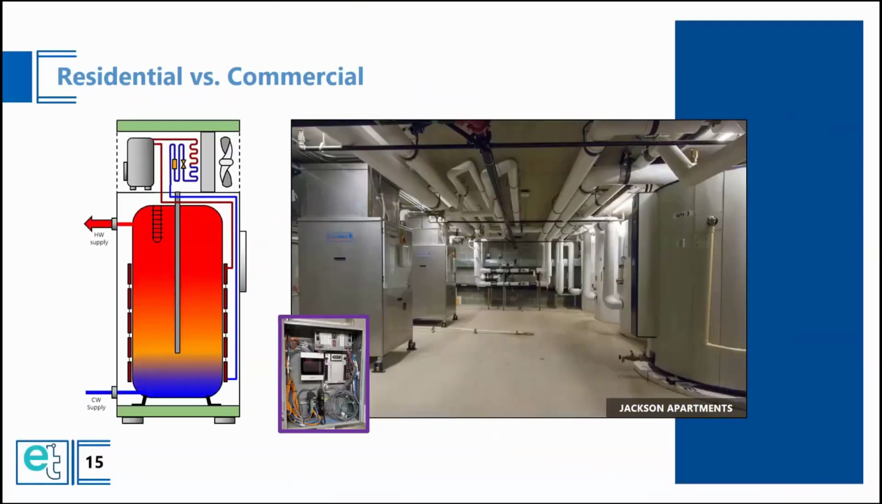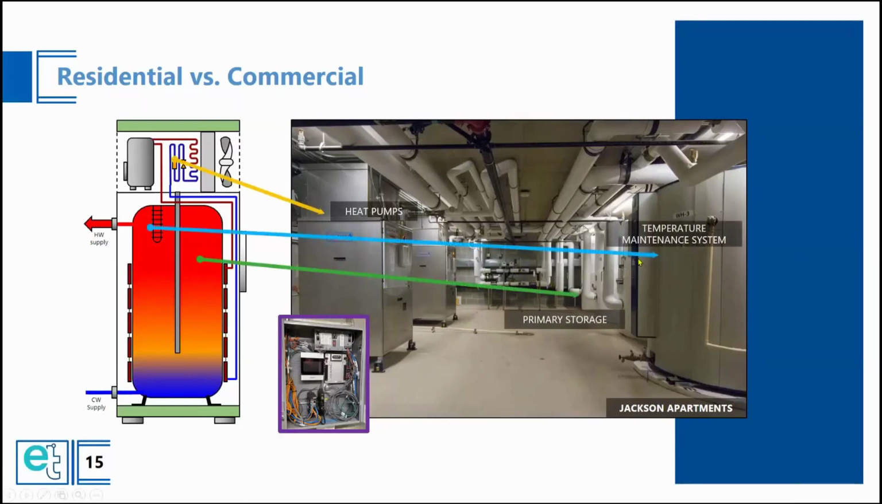So again, the residential system and a commercial system. This is a view of what we have installed in the Jackson apartments. This was put into the buffered space of the parking garage. These are Colmac units that were installed there. I can't remember if this slide is animated, so please excuse me. So we have the heat pump. Great, it is animated. The heat pumps are here, and we have the primary storage tanks here, separated. We have the temperature maintenance system, and then we also have the controls on the back wall.